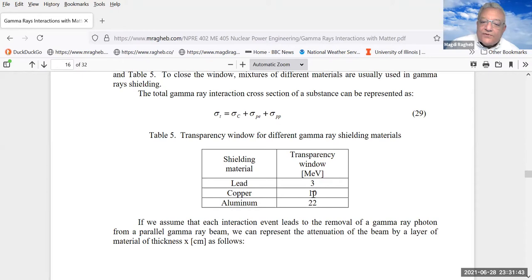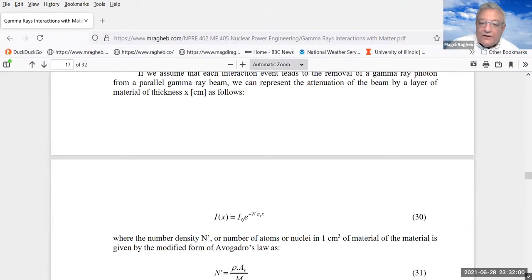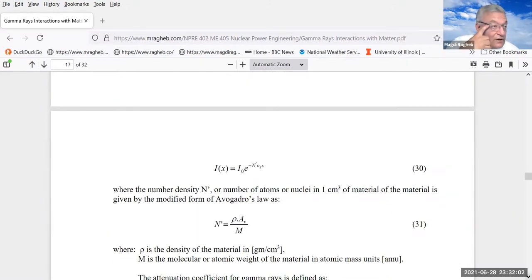With copper, it happens at 10 million electron volts, or aluminum at 22 million electron volts. So a shield that is going to shield against a large range of the gamma photons would be a combination of those different elements. All right, so let us assume that each event leads to the removal of one photon from a beam of photons.